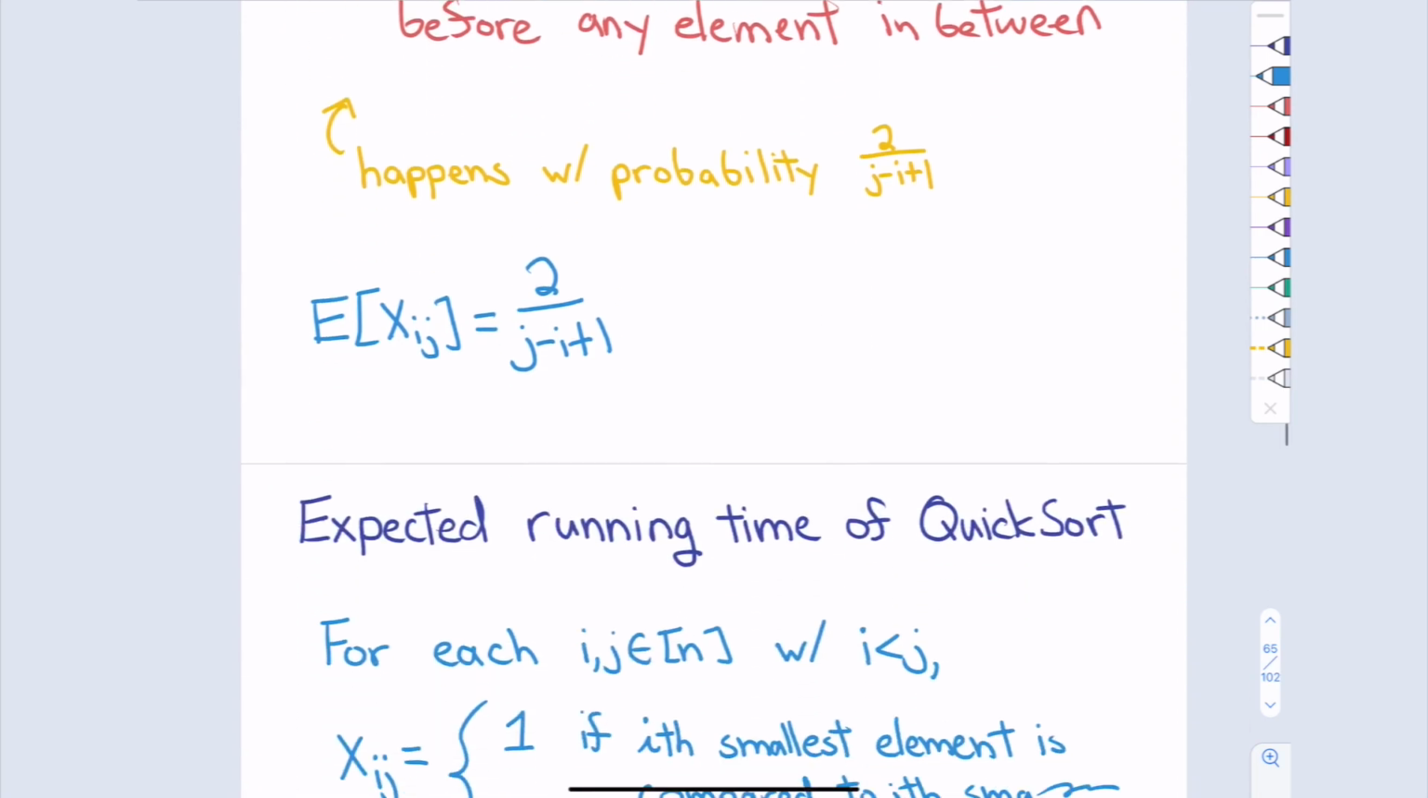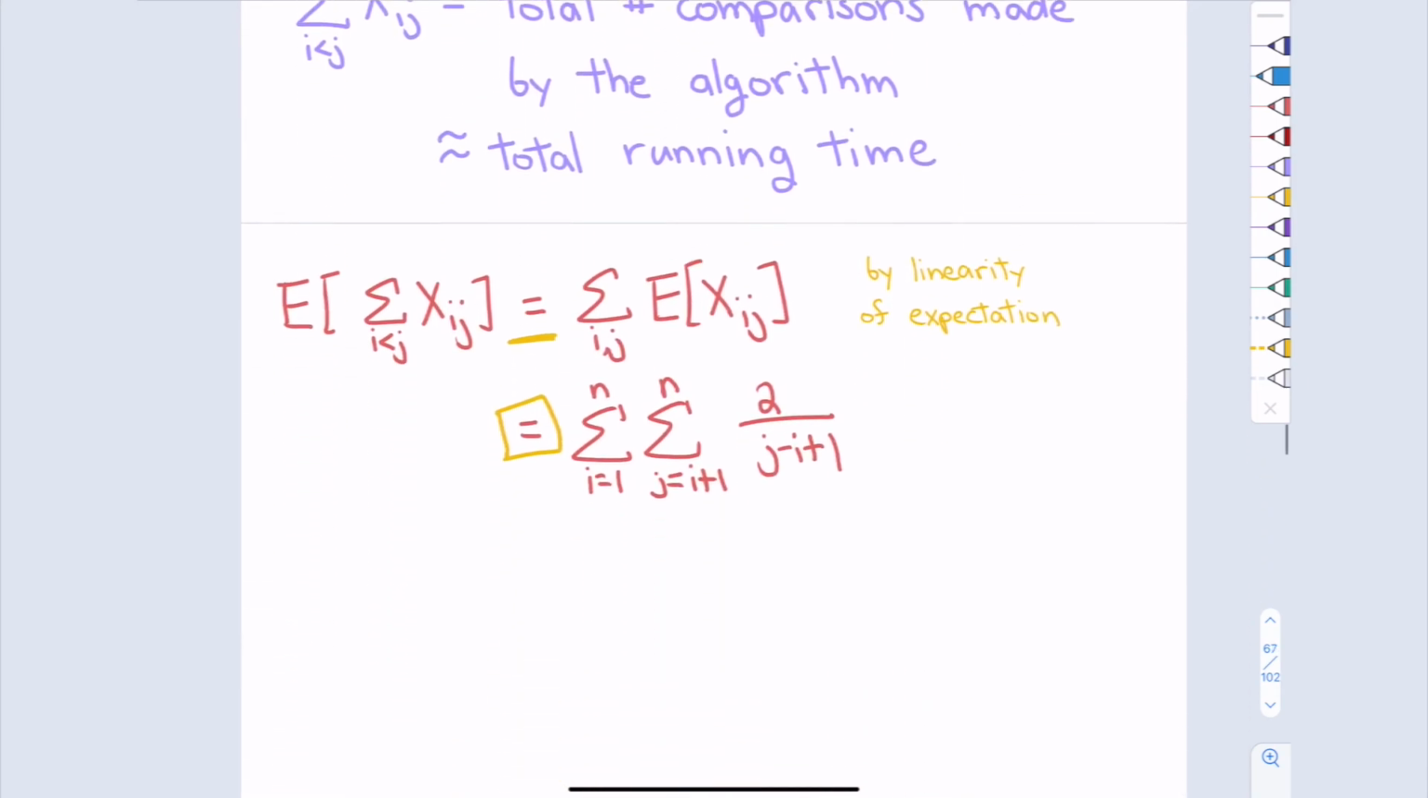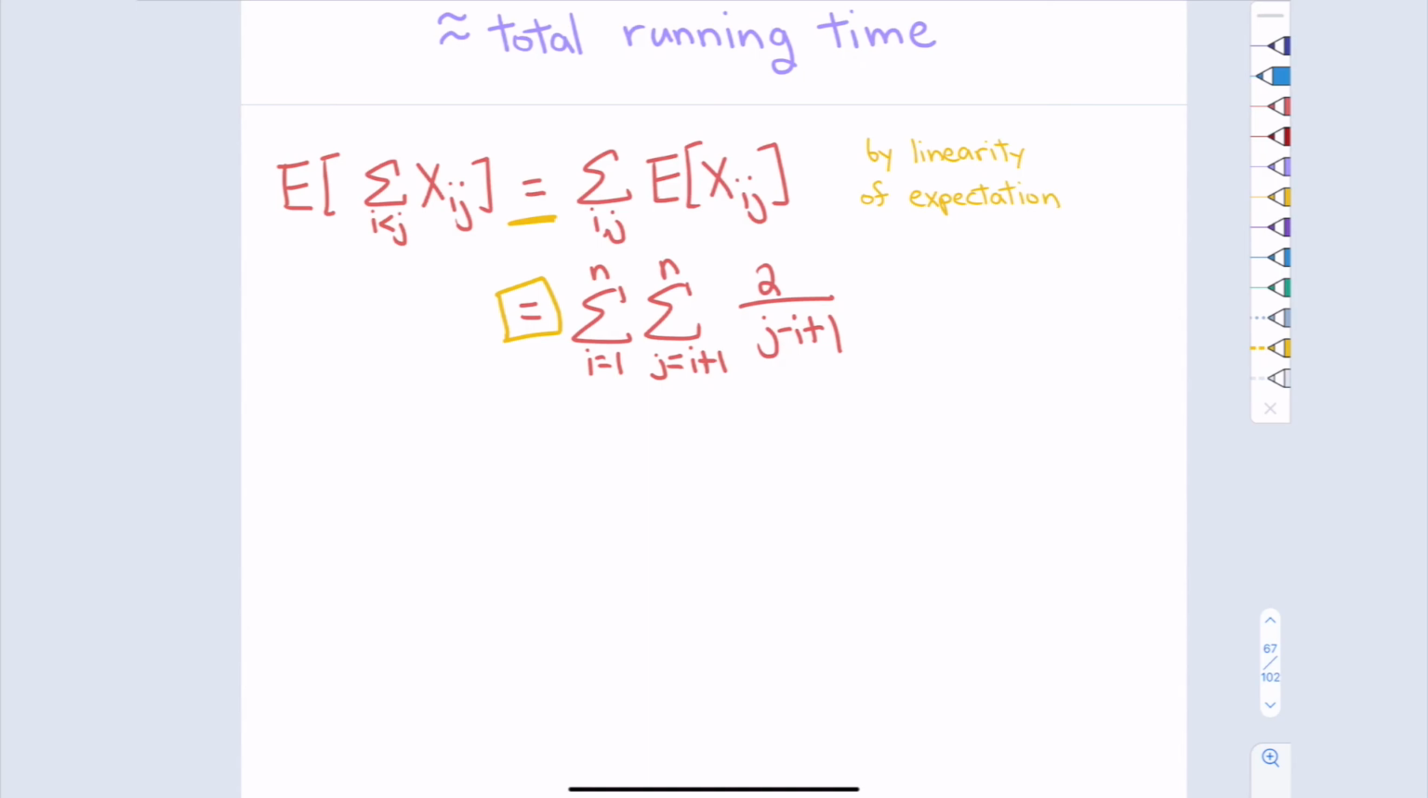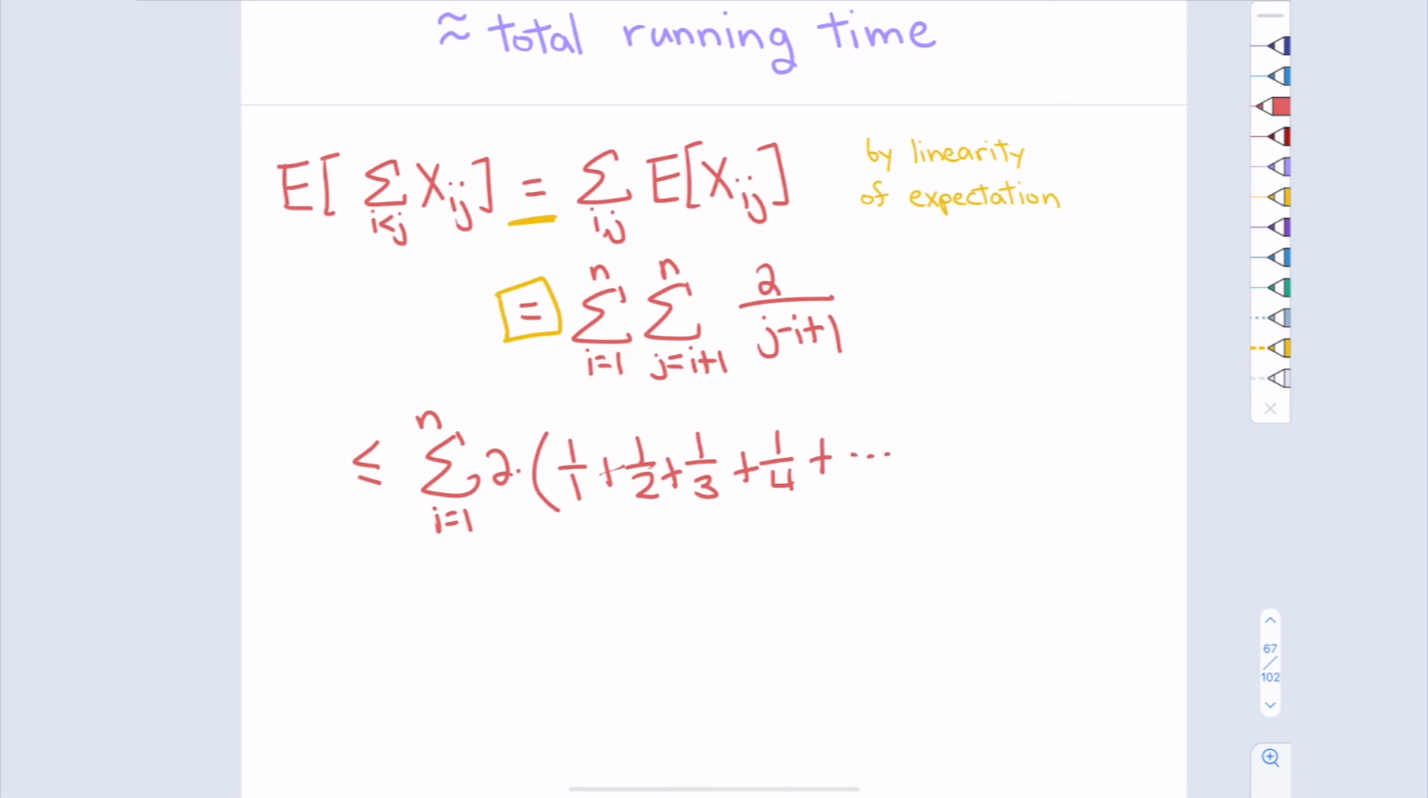Okay. Let's finish. Now all that's left is just doing some calculations, right? So we already have our linearity of expectation, and that breaks out into this sum of 2 over j minus i plus 1. Okay. All right, so this is at most 2 times, if you look at it, 1 over 1 plus 1 over 2 plus 1 over 3 plus 1 over 4. So if you fix i and then j just gets bigger and bigger, the denominator keeps going up by 1, all the way up to, in the worst case, n.